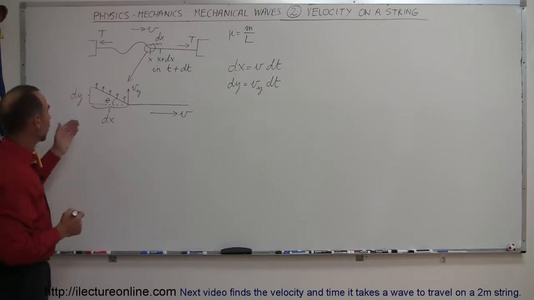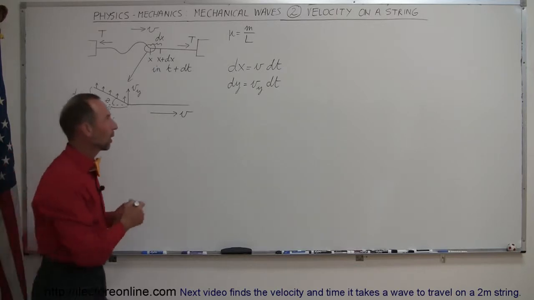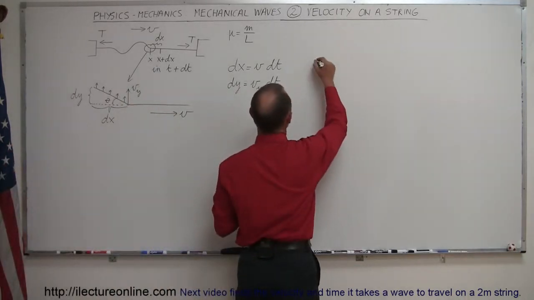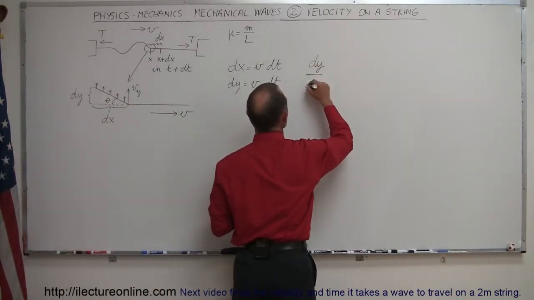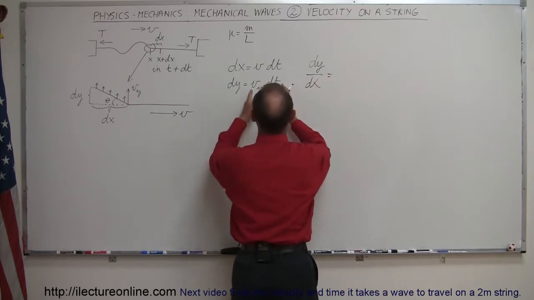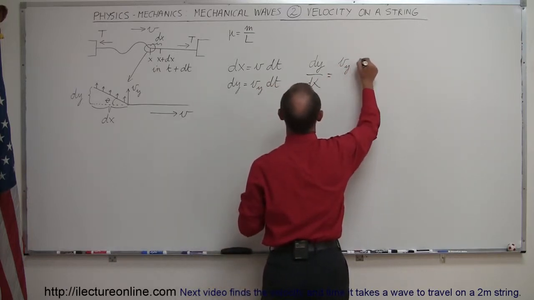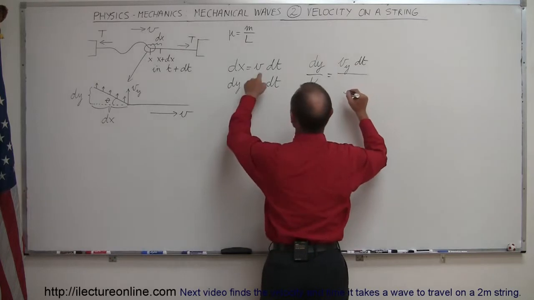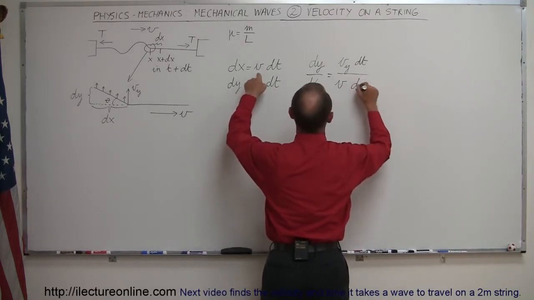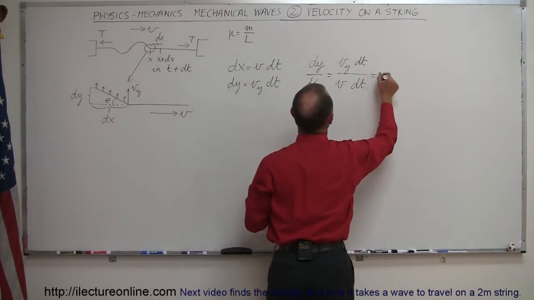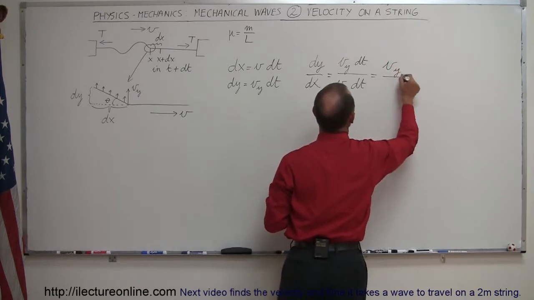Now, if we want to get the ratio of dy over dx, what is that equal to? Well, because of this definition here, we can say that dy/dx, by definition, is the velocity in the y direction times dt divided by the velocity in the x direction of the wave times dt, and the dt's cancel out. That's simply vy divided by v.